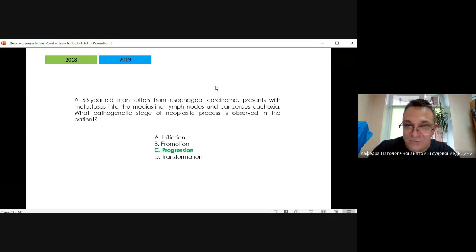That's about the stages of carcinogenesis. And if we have to deal with metastasization and the growth of the tumor, for sure, that's the progression. That's like the ultimate stage of tumor growth, progression.